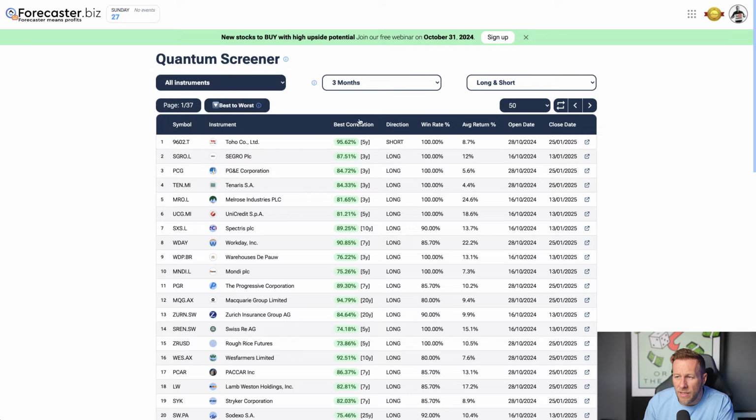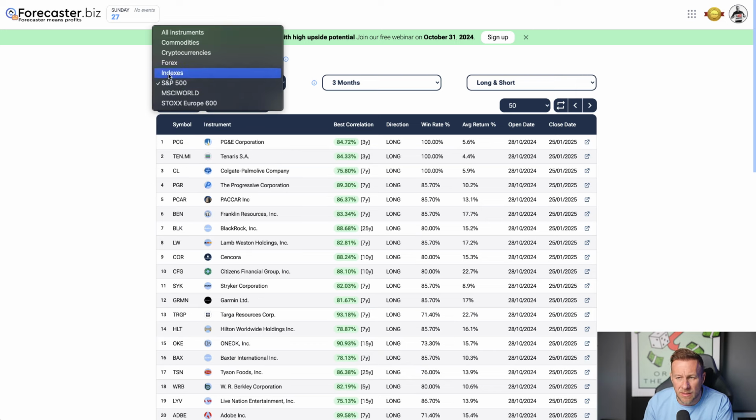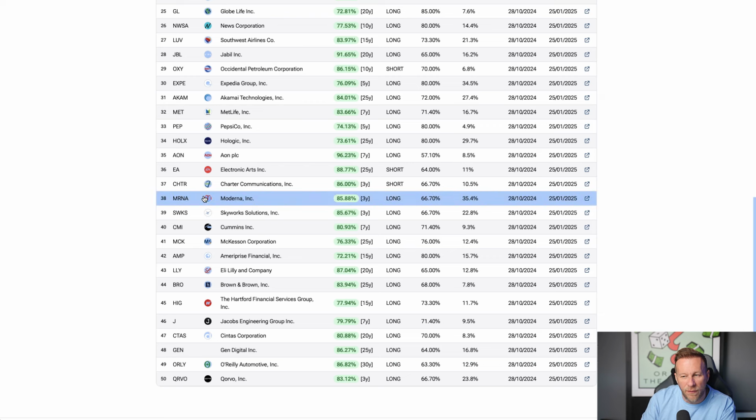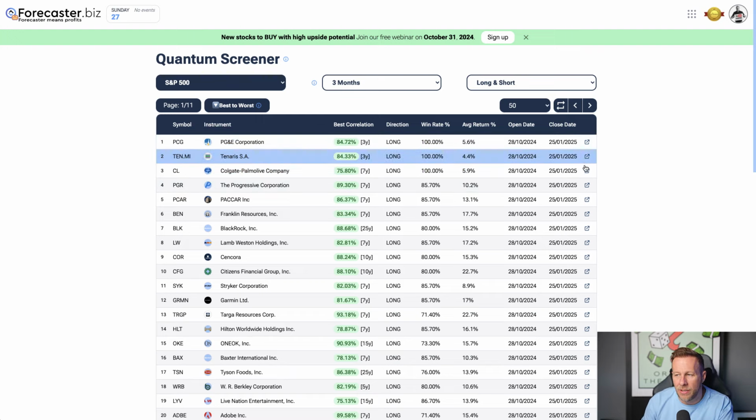is pick a market, okay? So that might be the S&P 500, it might be some index. I'm going to go with the S&P 500 just to keep it simple. And what you would do as a great exercise here is, look, you can see these are the top three, right? These got 100% win rates. Taking into consideration all the analysis that this quantum screener is doing, it's providing you with a numerical list 1 to 50 of the top performing, and the top three are obviously going to be the best, 100%. And you can pick one of these, or you can pick all three of these, right?